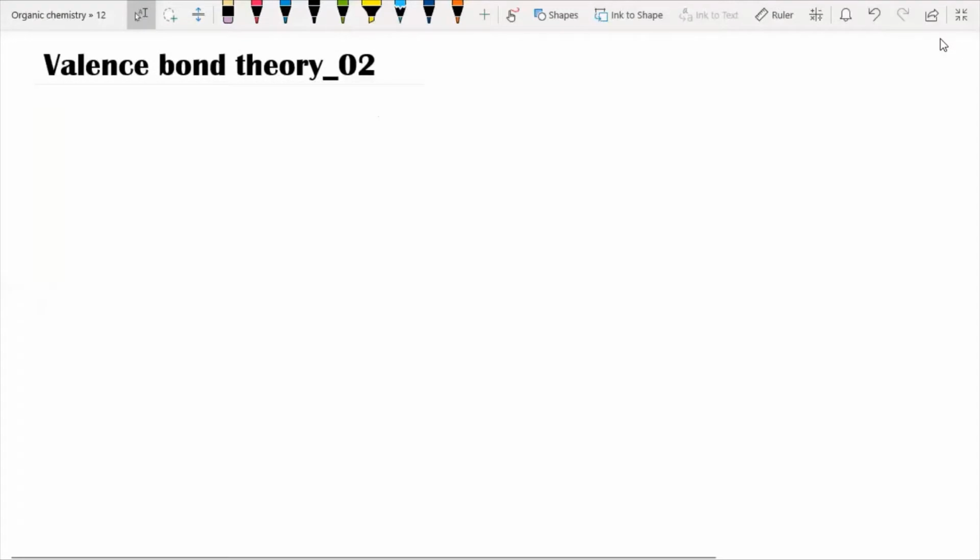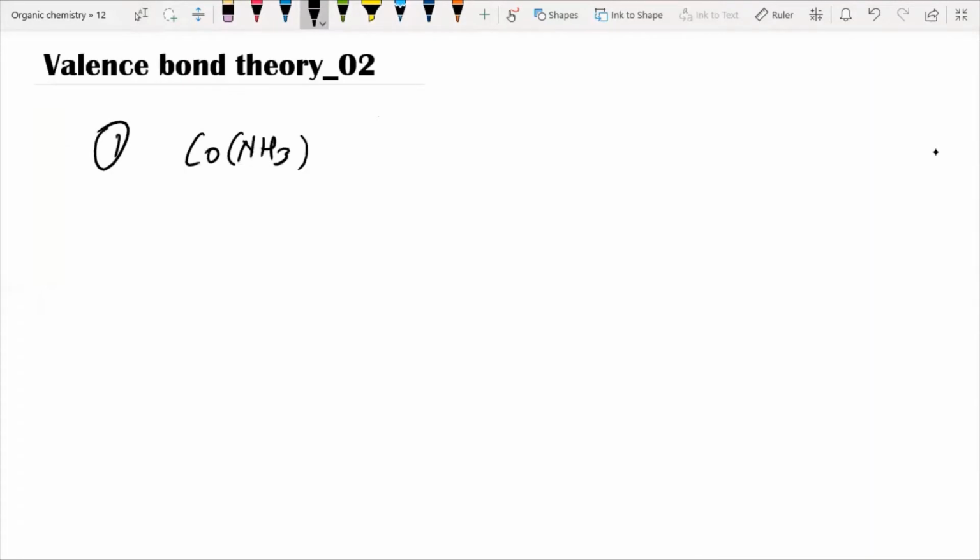We have another example here, which is hexaamine cobalt 3 ion. How do we apply valence bond theory here? First we'll try to find out the oxidation number. X plus ammonia, a neutral molecule, equals +3.